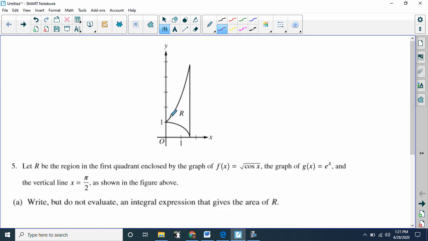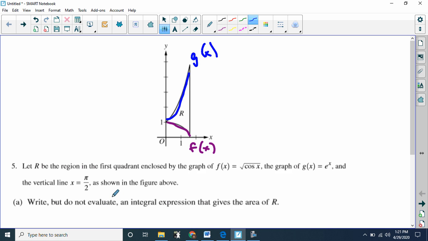It is defining R as the region in between these curves. F of X is this one here, and G of X is this guy up here, e to the X. And it tells us that we're going from their intersection point, which is at 0, up to the vertical line x equals pi over 2.